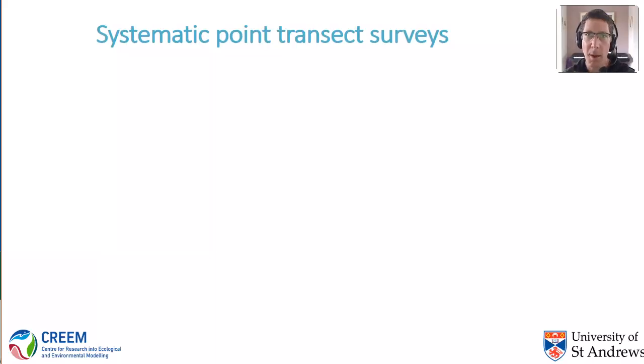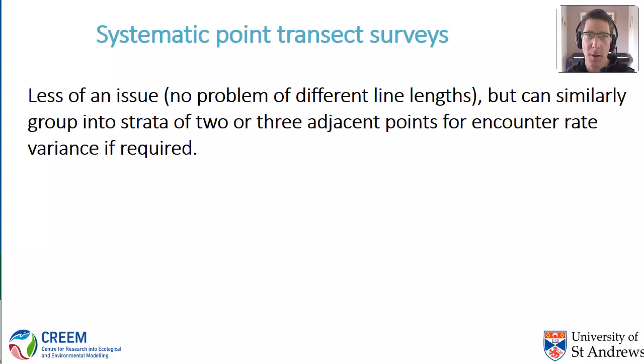Okay, I was talking only about line transects up until now. So what about point transects? Well, it is less of an issue for point transects because you don't have different line lengths. So the survey effort to every point is generally the same. It's generally 1.